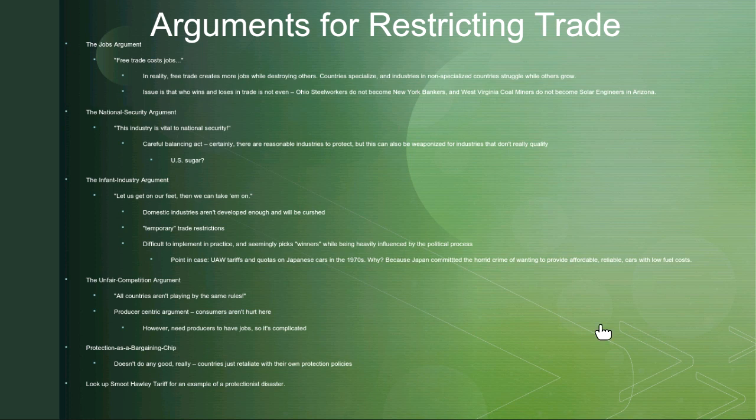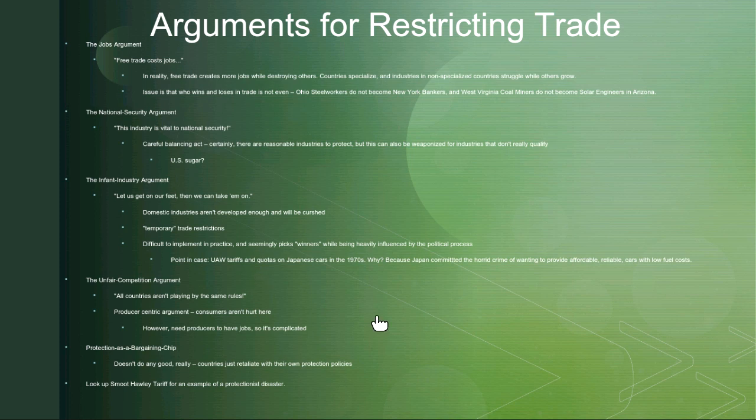A case in point, there were UAW tariffs and quotas on Japanese cars in the 1970s. Why? Because Japan committed the horrid crime of trying to provide the United States affordable, reliable cars with low fuel costs. The end result was Americans paid way more for cars that weren't quite as good.